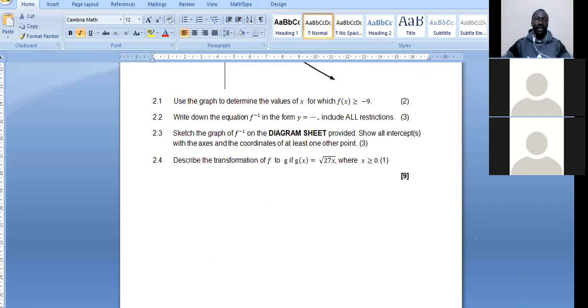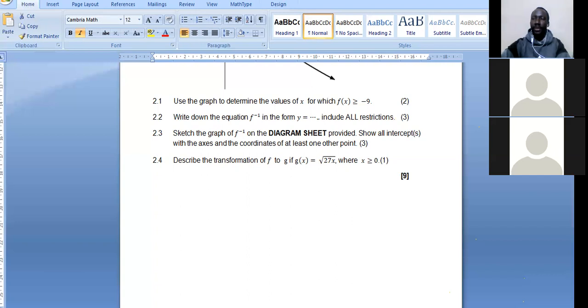To describe the transformation, we have to look at the new function which we have been given, which is the function g of x. We also have to look at the original function, which is the function f of x.